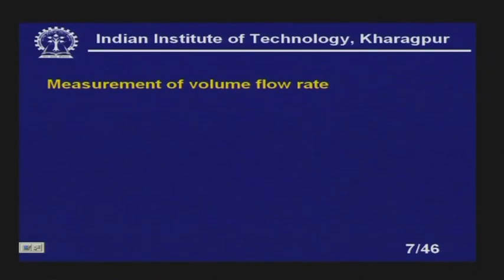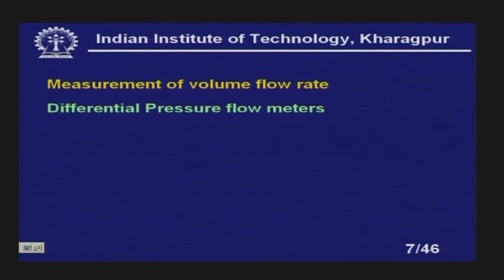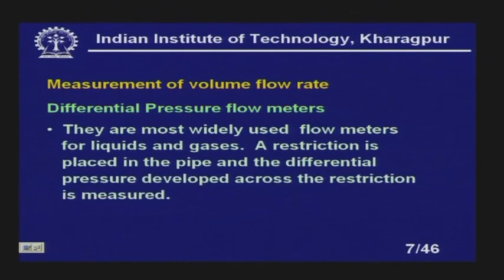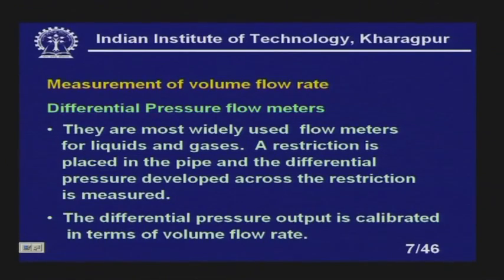Measurement of volume flow rate, you look at. Now, differential pressure flow meters come under these. They are the most widely used flow meters for liquids and gases. A restriction or constriction is placed in the pipe, and the differential pressure developed across the restriction is measured. As simple as that. It is a very simple principle, just applying Bernoulli's equation you can find the flow rate, and the differential pressure output is calibrated in terms of volume flow rate. Then we are converting it into current and all those things, that will be taken care of later on.